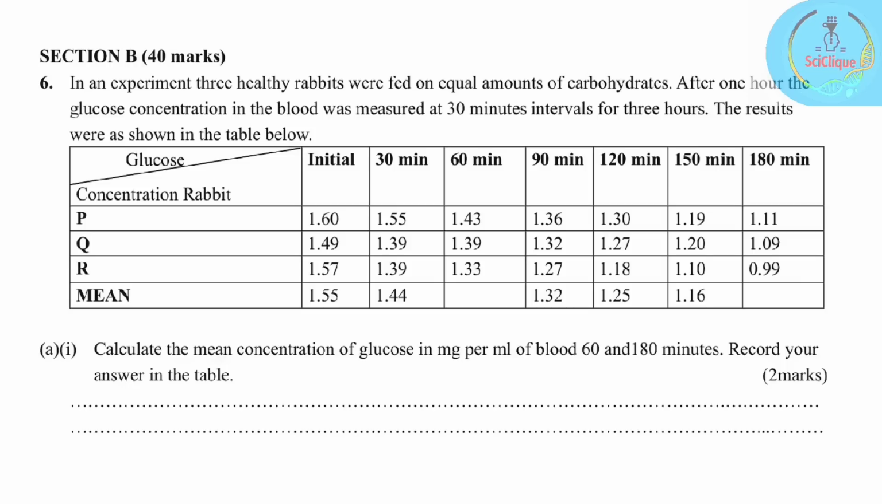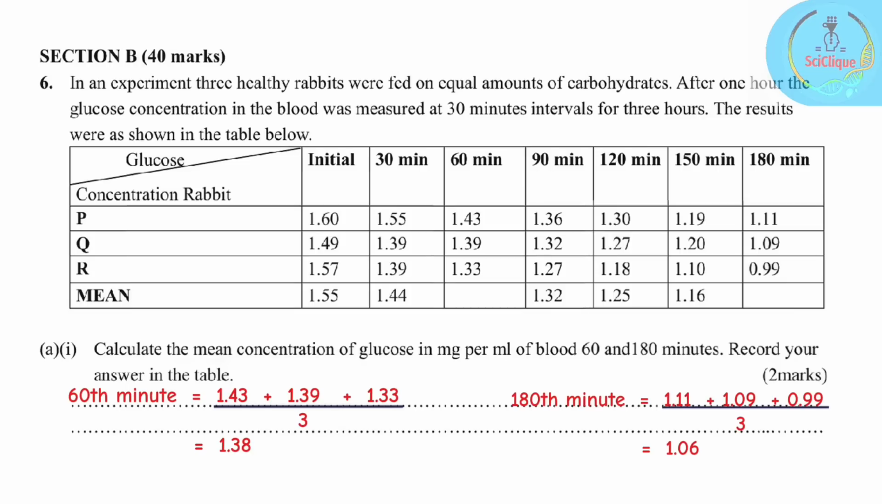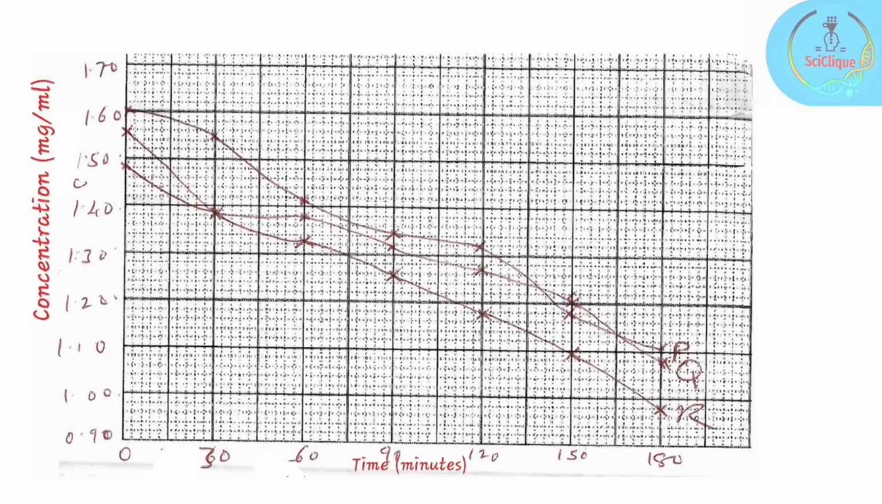So in the case of the 60th minute, we are simply going to do the same. We are going to take the 3 values for the 3 rabbits, sum them together, divide by 3, give us our mean, which is 1.38. 180th minute, same thing. This will give us a mean of 1.06 milligram per millilitre of blood. On the grid provided, plot a graph of the mean glucose concentration against time. Okay, so there we have it. So for P, Q, and R.